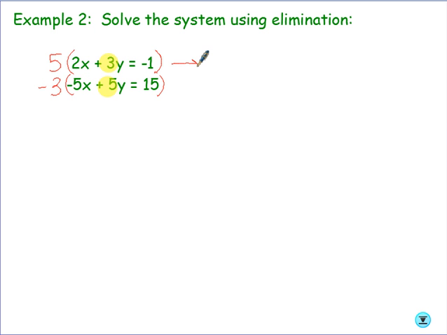Let's do the multiplying. 5 times 2x is 10x. 5 times positive 3y is positive 15y. And 5 times negative 1 is negative 5. Negative 3 times negative 5x is positive 15x. Negative 3 times positive 5y is negative 15y. And negative 3 times 15 is negative 45. Look at your y's now. Are they opposites? I have a positive 15 and a negative 15. And the answer to that is yes.